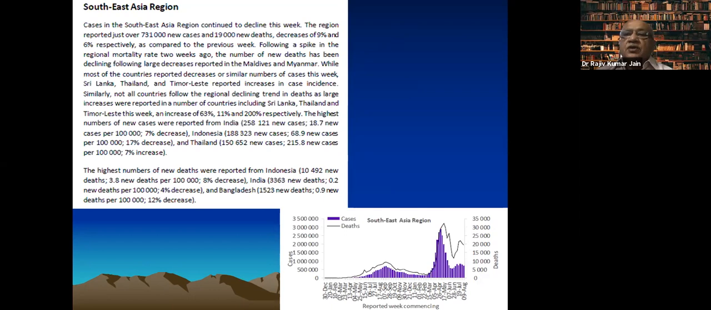The highest numbers of new cases were reported from India, 7% decrease, Indonesia 188,000, 17% decrease, and Thailand 150,000 cases, 7% increase. The highest number of new deaths were reported from Indonesia, 10,492, 8% decrease, India 3,363, 4% decrease, and Bangladesh 1,523 new deaths, which is 12% decrease. So you can see the trend, how dynamic the situation is around India. Now we reach India now and see what is happening in India.